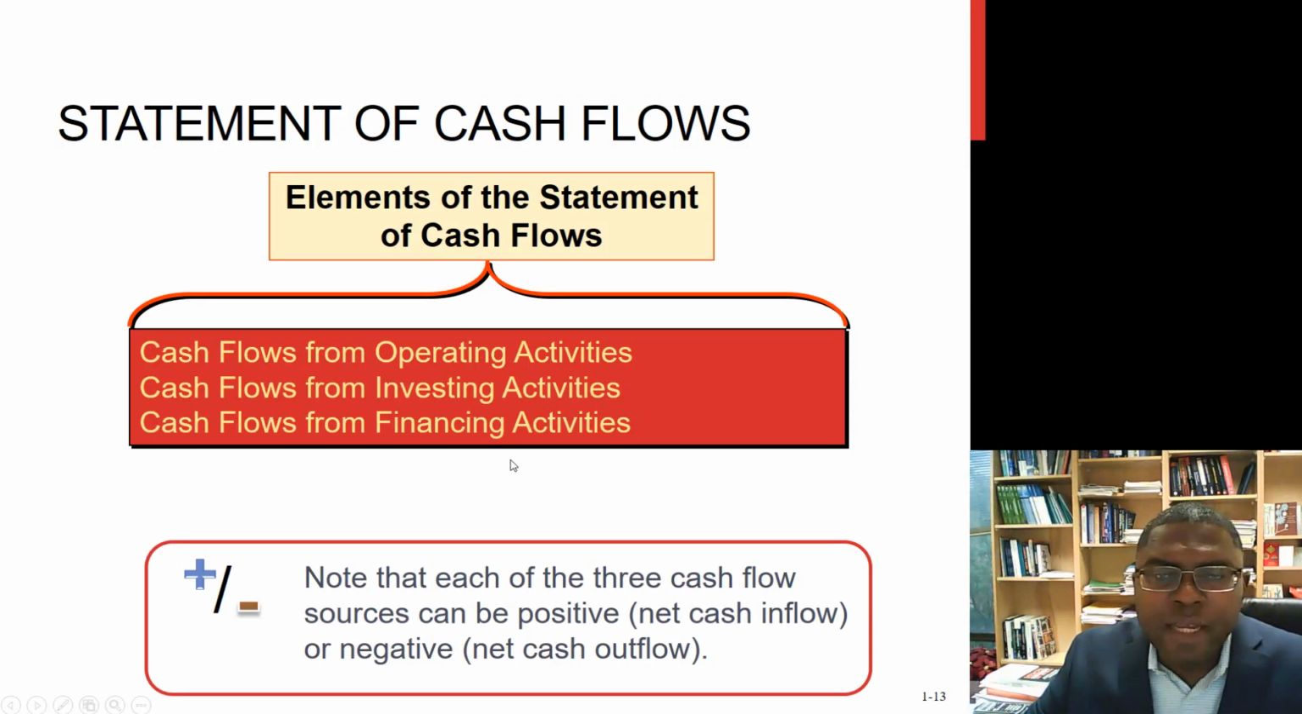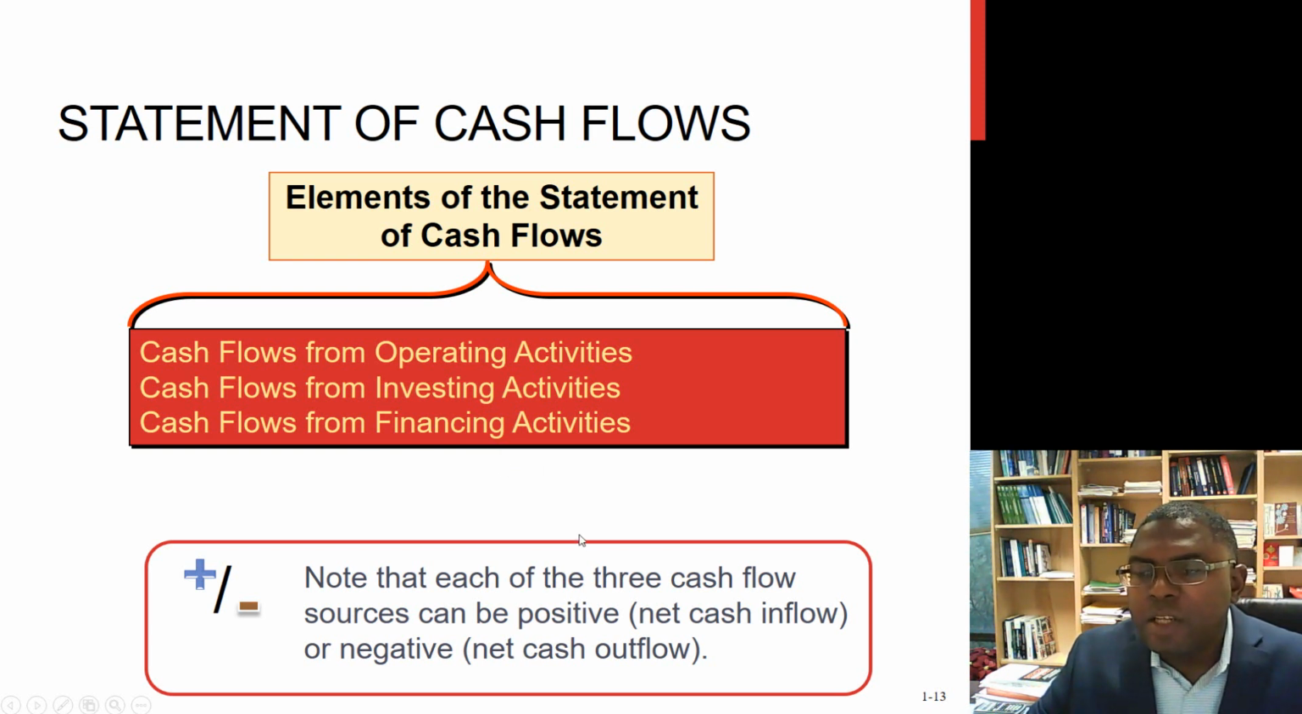The last major financial statement is the statement of cash flow. The statement of cash flows has three major elements or three major categories. It actually shows cash flows from operating activity, cash flow from financing activity, and cash flow from investing activity. Again, the three categories: operating, investing, and financing.